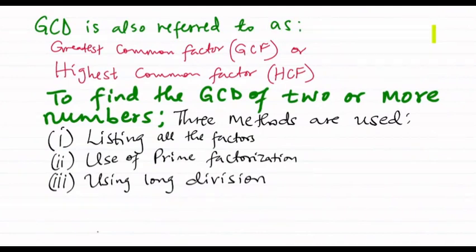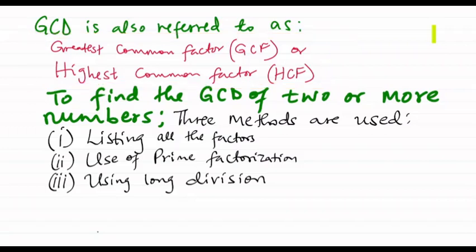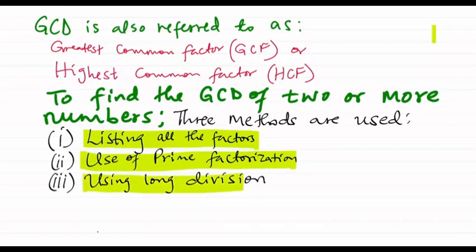GCD is also referred to as the greatest common factor, or GCF. Also, it can be called highest common factor, that is HCF. And you have several methods of finding the GCD of two or more numbers. The first one is listing all the factors. Then the other method is by using prime factorization. And the other one is using long division, also normally called using tables.